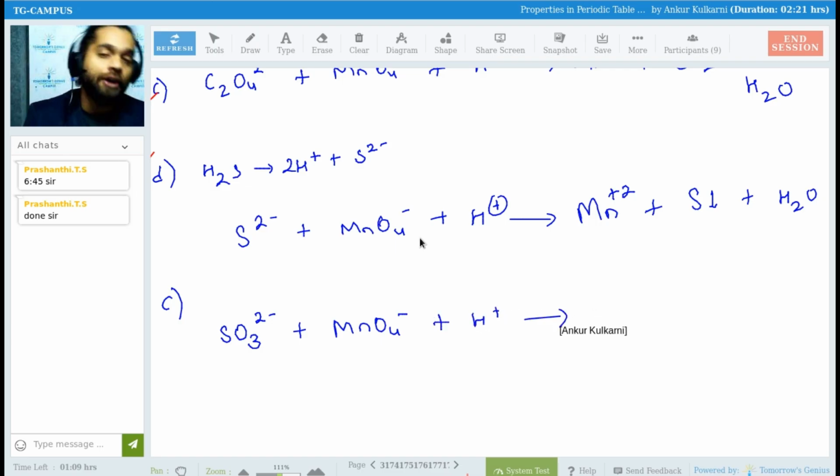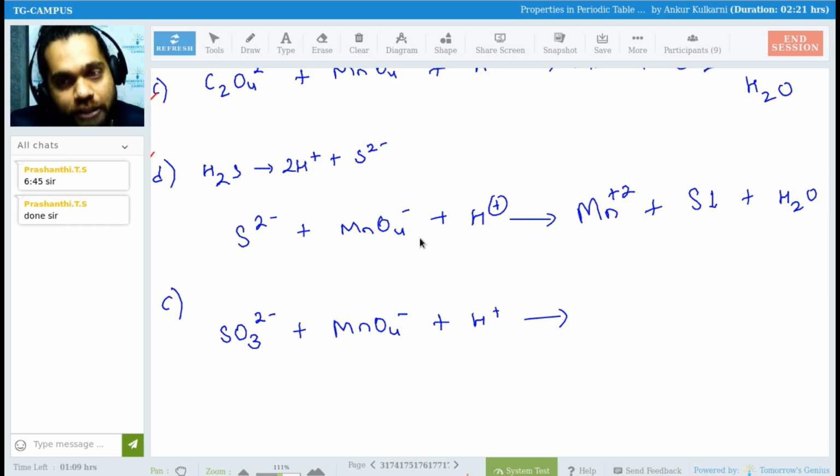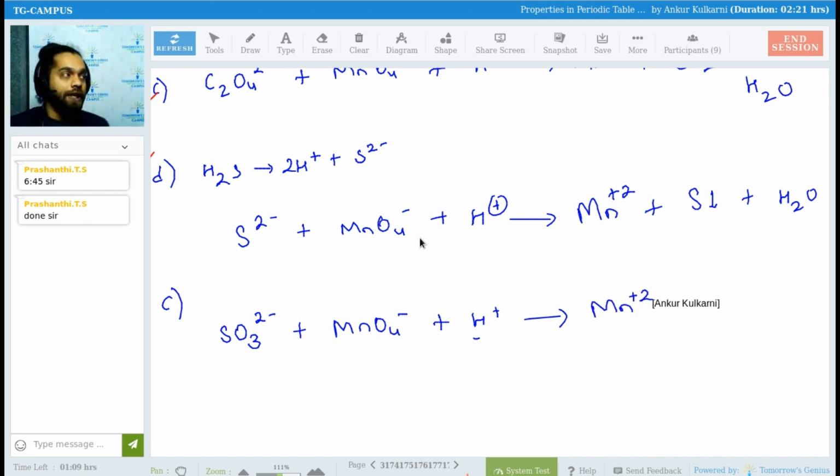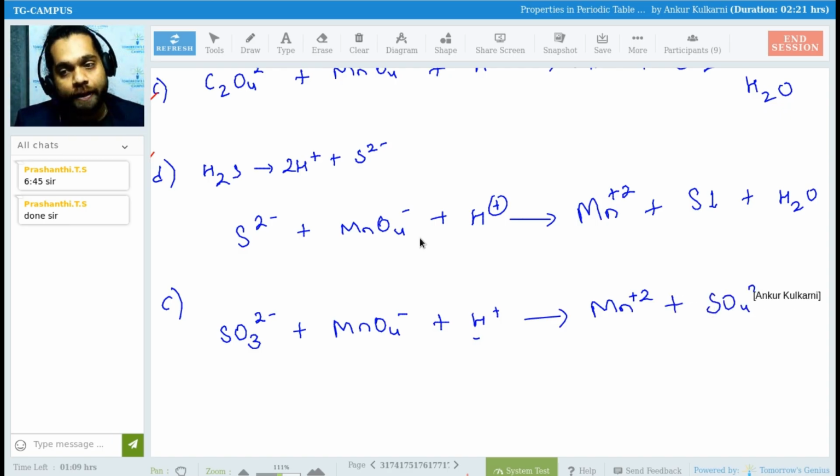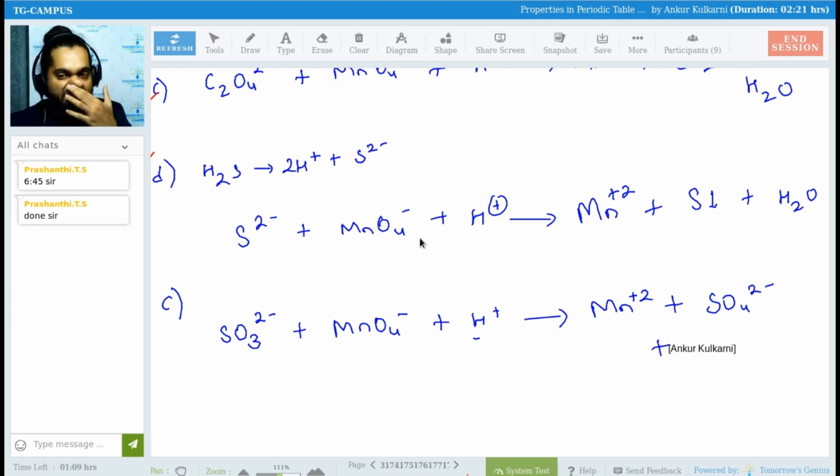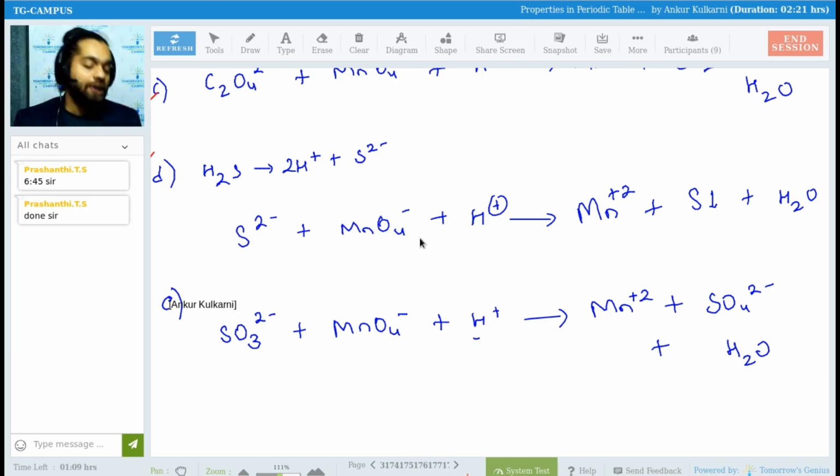So similarly, same thing over here. If I add another oxygen, it is undergoing oxidation. Again, as I told you, in acidic medium MnO4 minus will get converted into Mn plus 2. Your SO3 2 minus will undergo oxidation to give you SO4 2 minus. H plus again will give you H2O. Now write down reaction E.